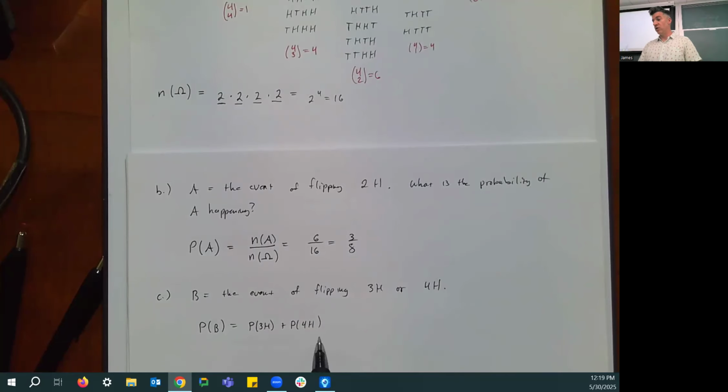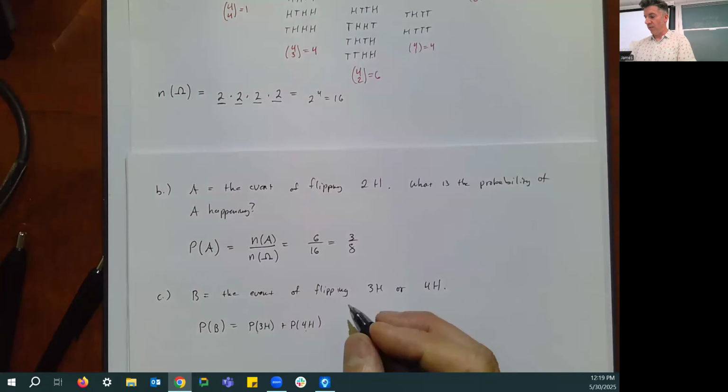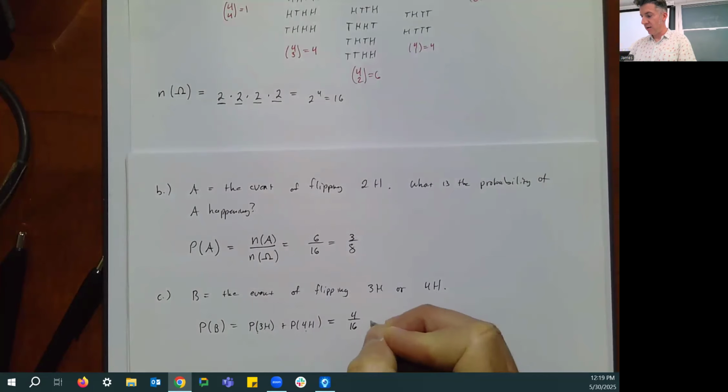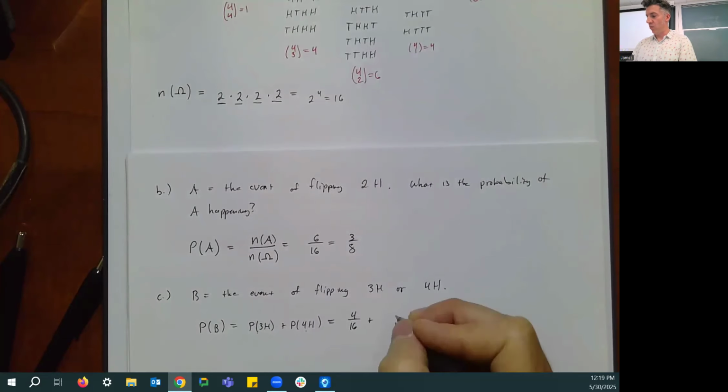So since these events are mutually exclusive, we can say the probability of B happening is the probability of 3 heads plus the probability of 4 heads, and that's just going to be, well, the probability of getting 3 heads was 4 out of 16. The probability of getting 4 heads was 1 out of 16. That's going to be 5 out of 16.